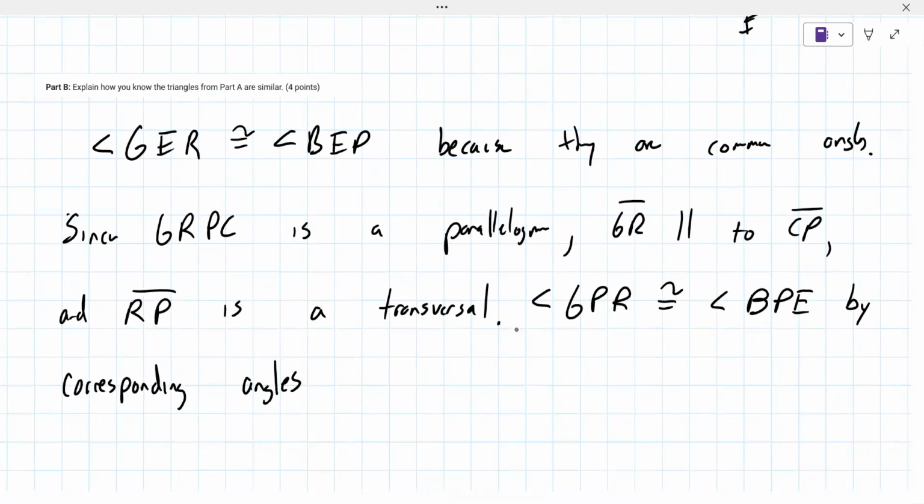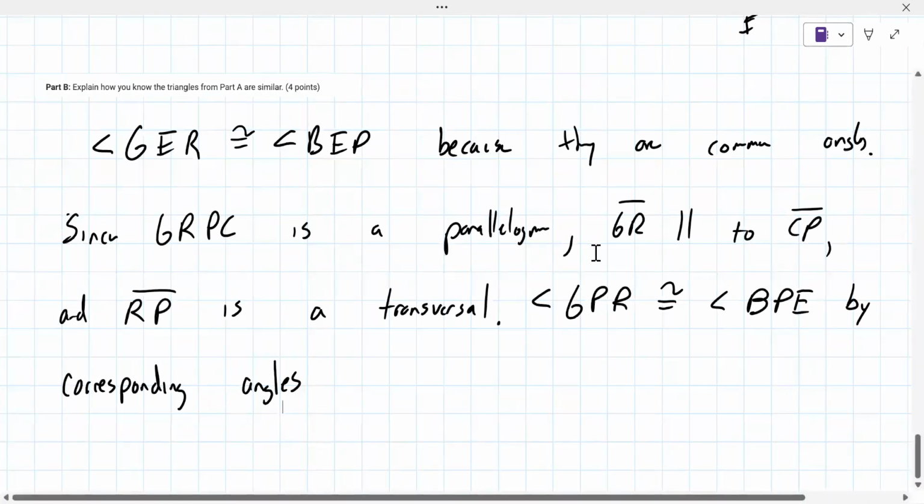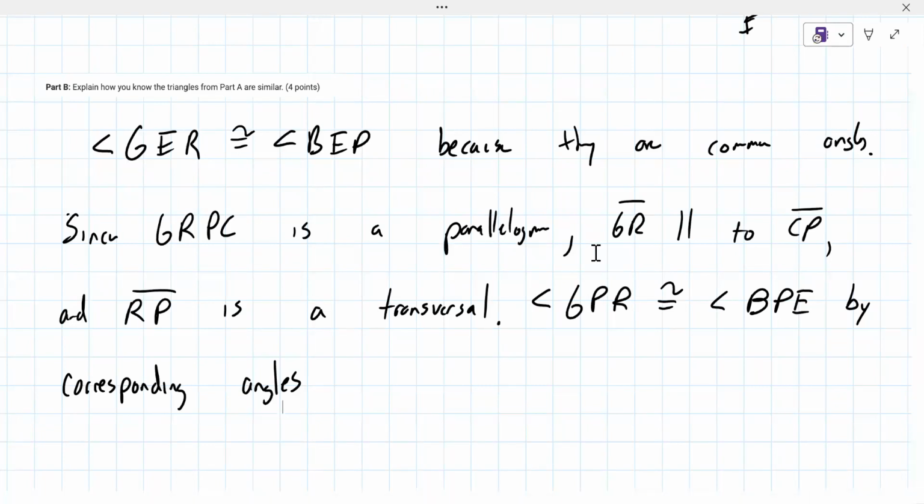So GPR goes to BP because they are corresponding angles. Okay.